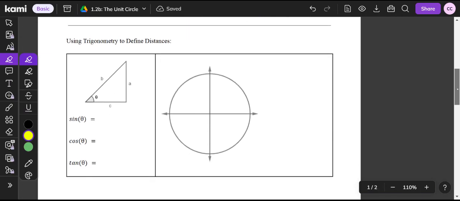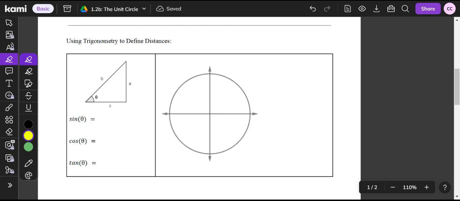All right, so before we get into the unit circle, we also need to discuss how we can use trigonometry to define distance measurements. All right, so right here we have a picture that you all should see is very familiar. You have a right triangle, and you have some unknown angle down here. We call that theta, and then each side of the triangle is labeled.